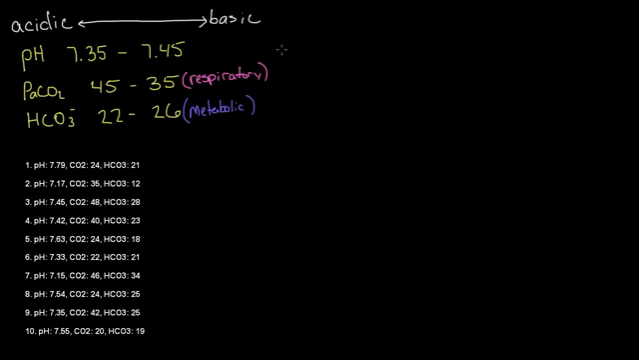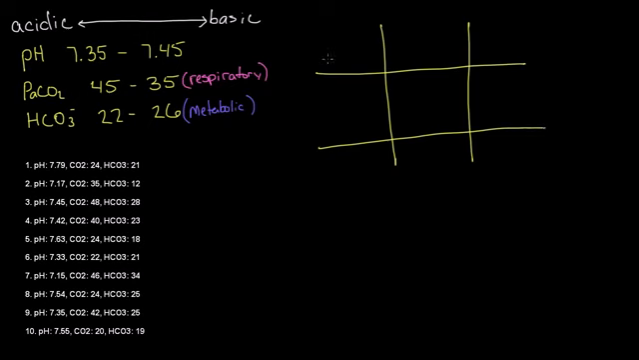So, number one, we're gonna draw our tic-tac-toe grid. This column is acid, this column is normal, and this is base. So we go ahead and we look at our first problem, 7.79. Our pH is 7.79. It is basic, it is alkalotic. So we write down our pH in the base column.